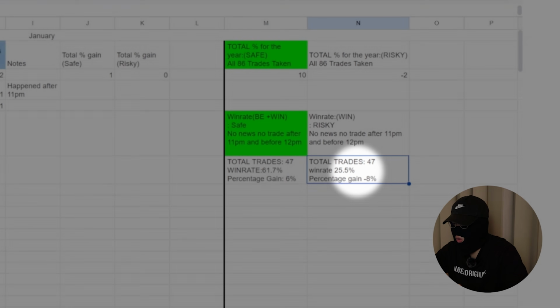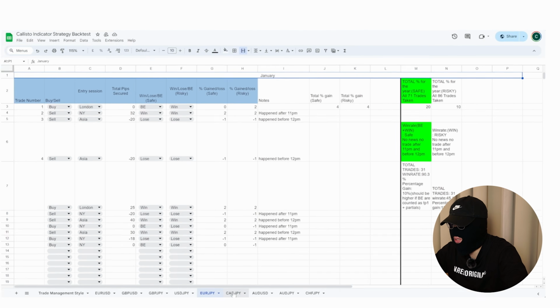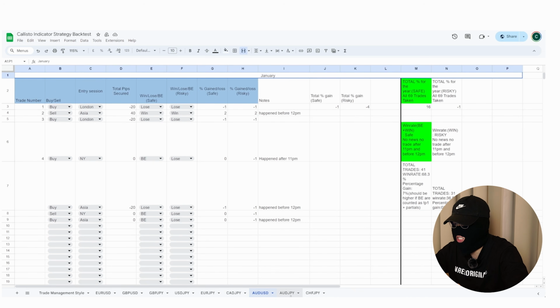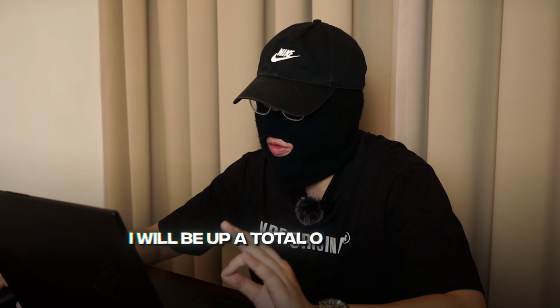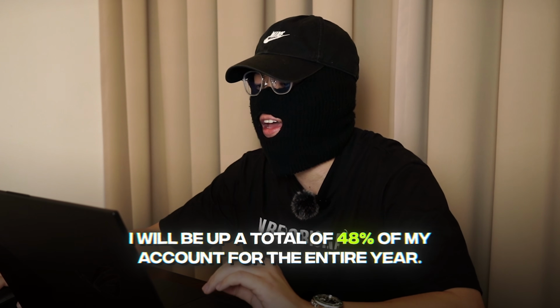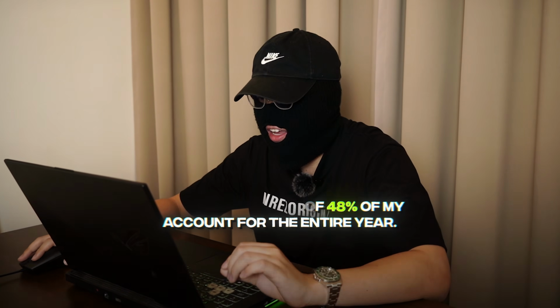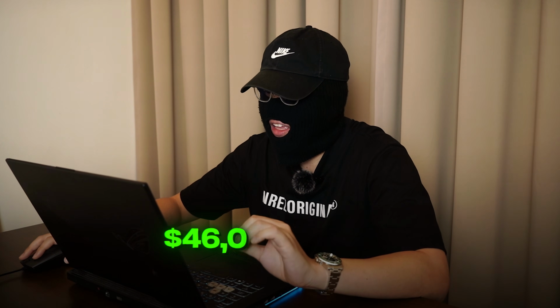Of course, there are more pairs and more data, but they show you similar results with the safe risk management approach winning over the risky management approach. So let's say I trade all 4 pairs, and I trade the safe approach with no news, sticking to my trading hours. I will be up a total of 48% of my account for the entire year. On a 100K funded account, that is $46,000 a year. Basically a yearly salary for you if you follow this indicator strategy to the T with no deviations. To me, that sounds pretty good.